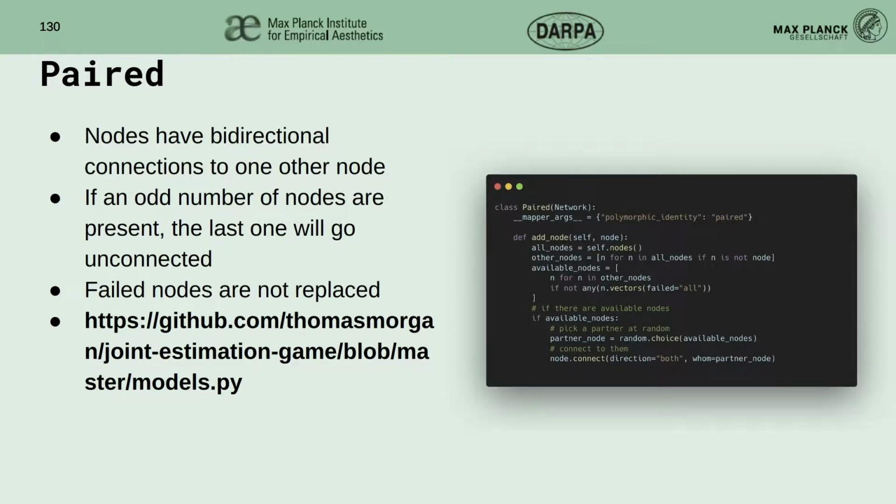Do not have any connection, any connection whatsoever. So n.vectors, by default, is all the connections, right? And failed equals all means it also includes failed connections. Yeah, so that's very important. This is basically: find somebody who doesn't have any partners and who never had any partners.